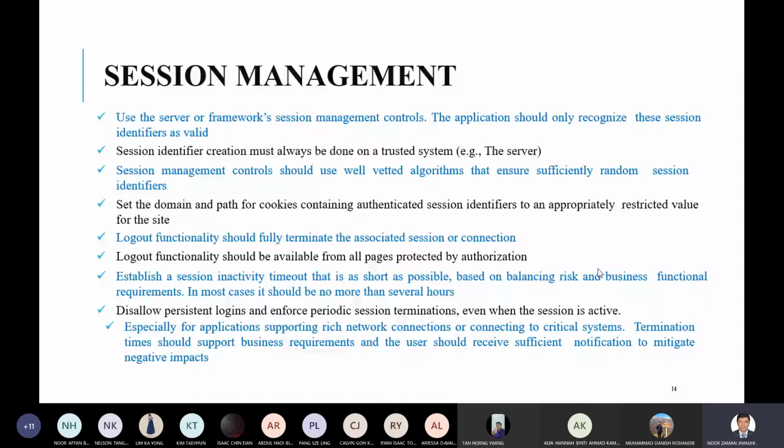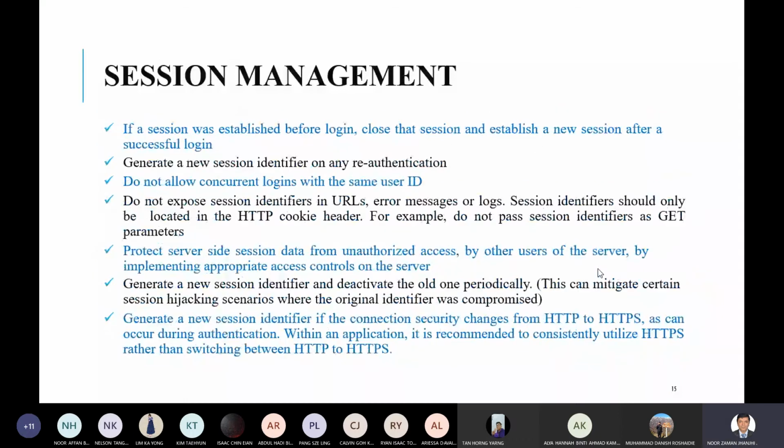And session management is just as important. Even if someone is changing their geographical location, again they receive a confirmation. So we need to manage these things. These are very important. If we lack in these things, then we will be in trouble. So in session management further, if a session was established before login, close that session and establish a new session.